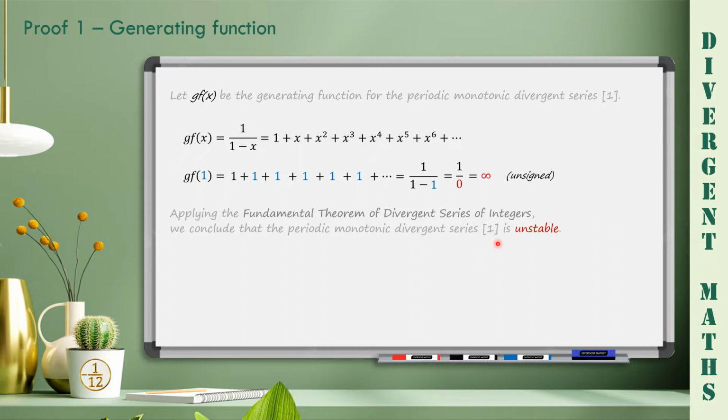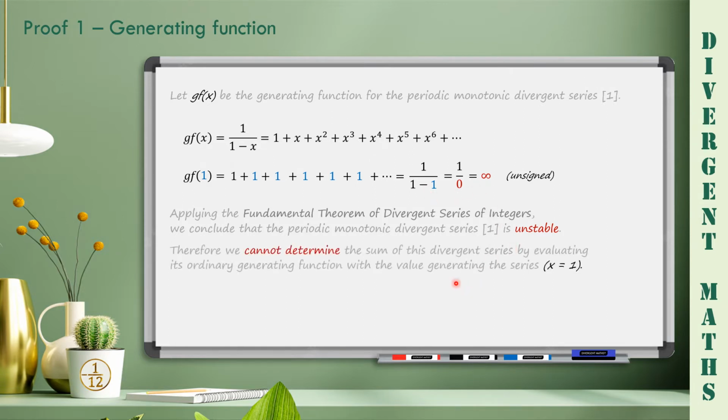Applying the fundamental theorem of a divergent series of integers, we conclude that the periodic monotonic divergent series 1 is unstable because its value at the generating function is equal to infinity. It's not a finite value, so it's unstable, and therefore we cannot determine the sum of this divergent series by evaluating its ordinary generating function with x equal 1. So unfortunately, this one is not a proof.